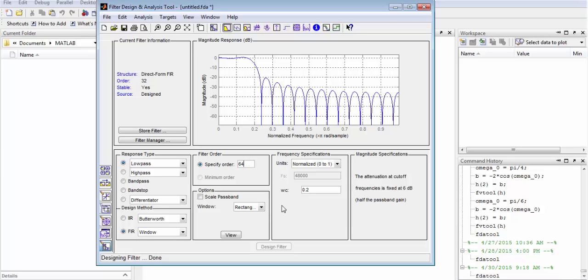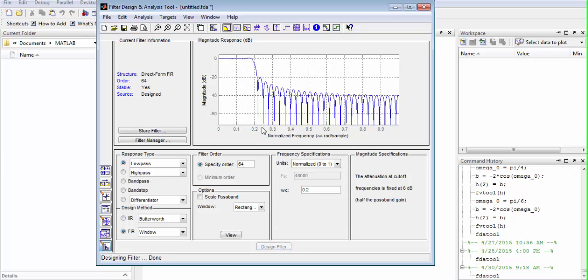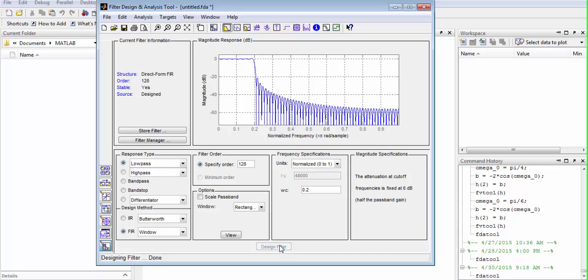I double it again, and you see that the transition is getting closer and closer to 0.2. But this first ripple stays at 20.9 dBs. It's not affected by the length of the filter at all. We double it again. It has become even better in terms of the transition. Now it's really looking like a very sharp filter. But the main ripple still stays the same.